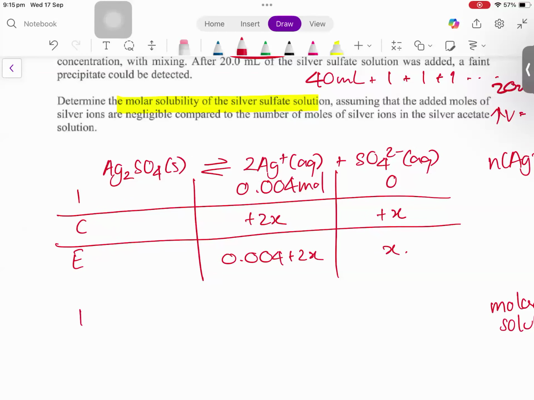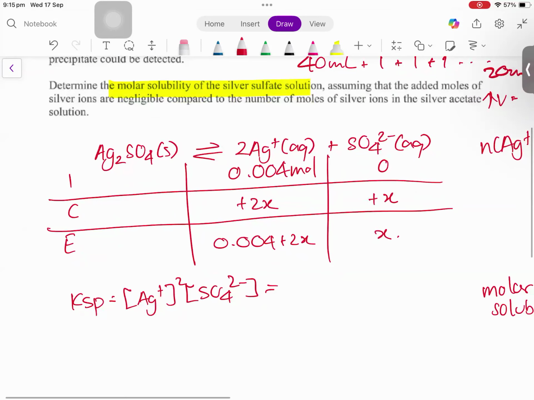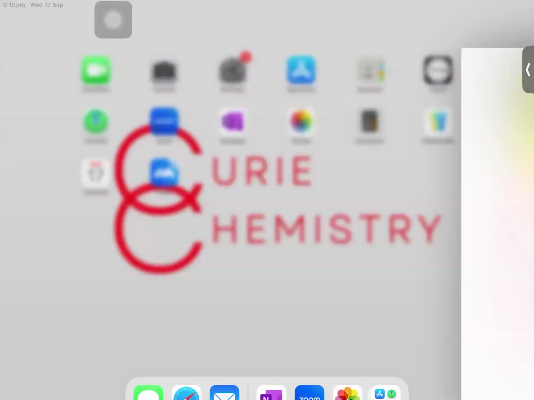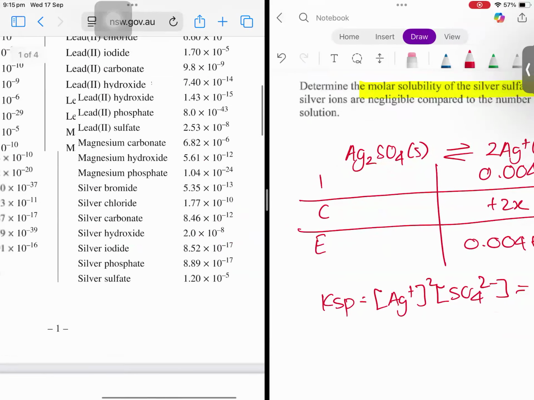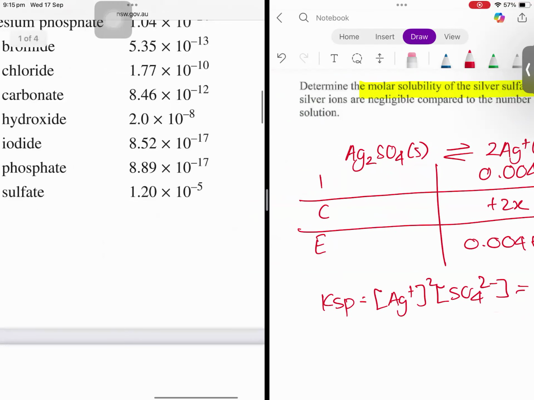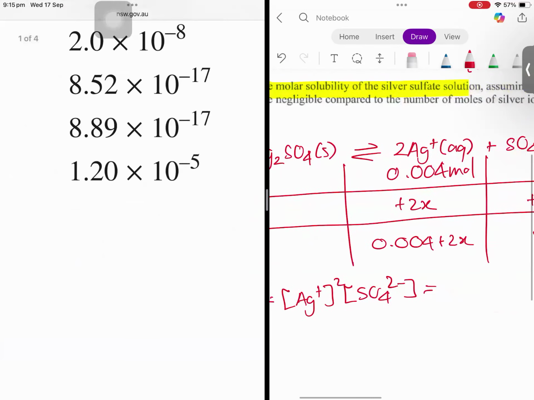So my equilibrium expression for Ksp is products over reactants raised to the power of any coefficients. Pure solids I don't include, so I'm not going to divide by the Ag2SO4. This Ksp isn't given to you in the question. We must be able to find it from the data sheet. And silver sulfate is your very last one in your HSC data sheet. Silver sulfate is down here. It's 1.2 by 10 to the minus 5.